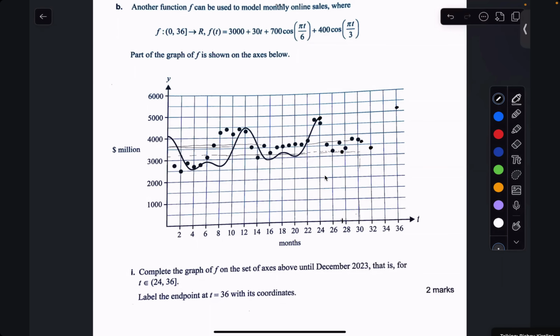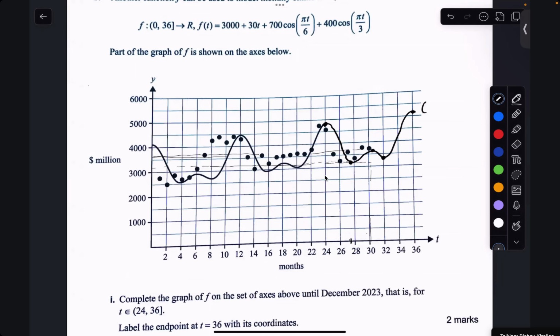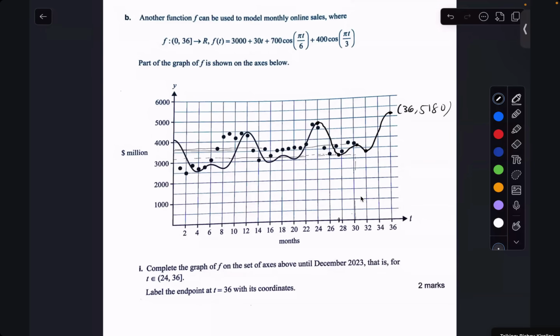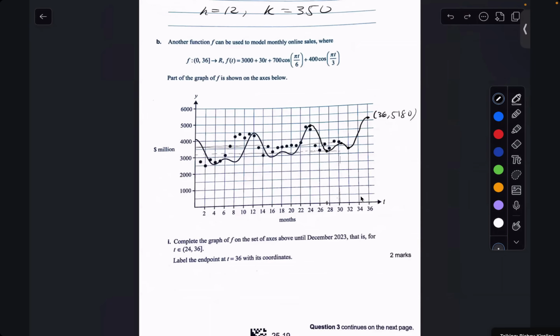So we've got this. That is really annoying. All right, and all these points there just confuse you even more. It's okay.